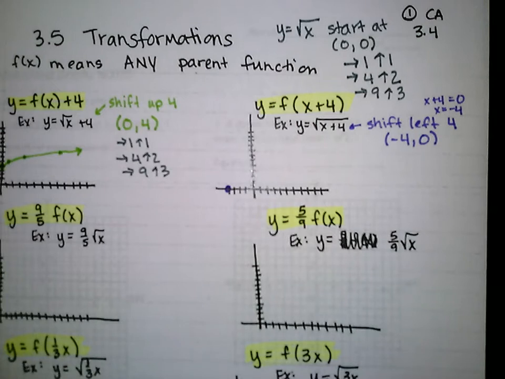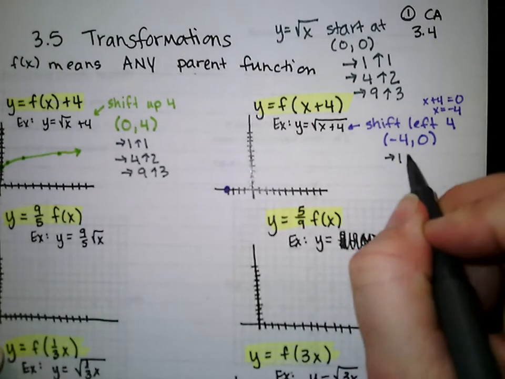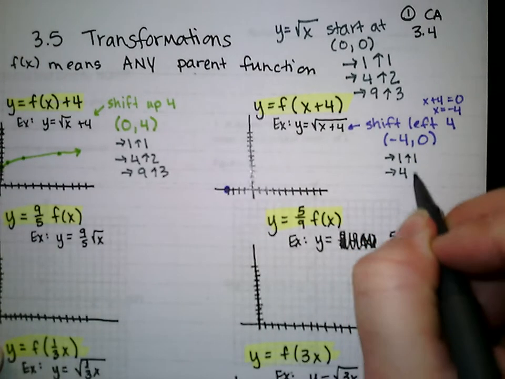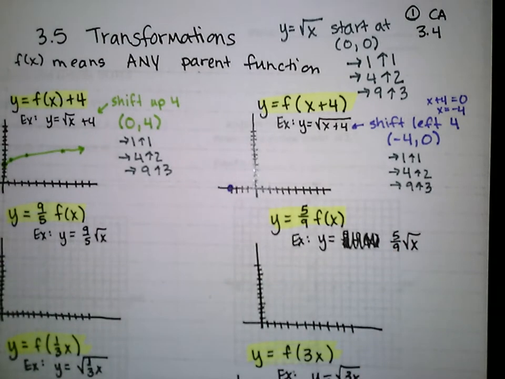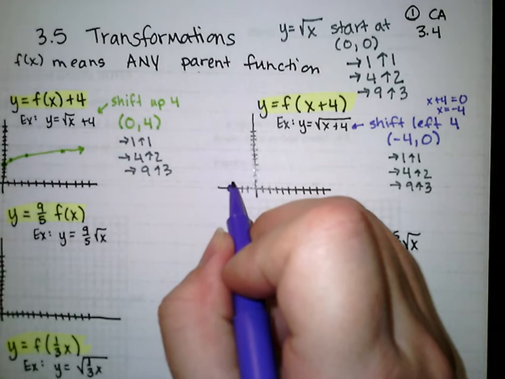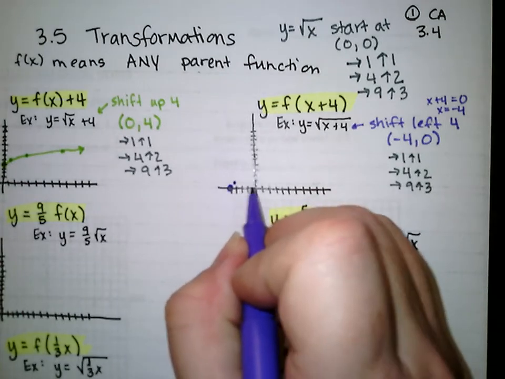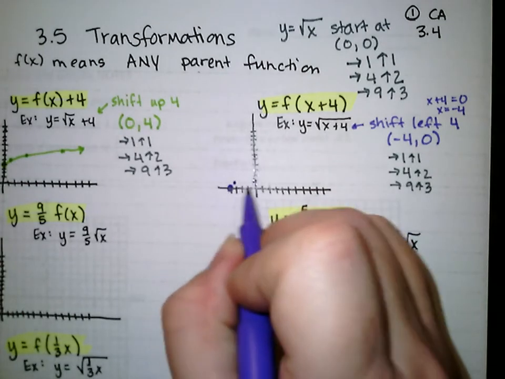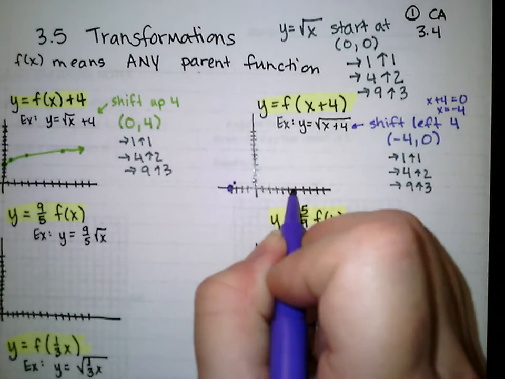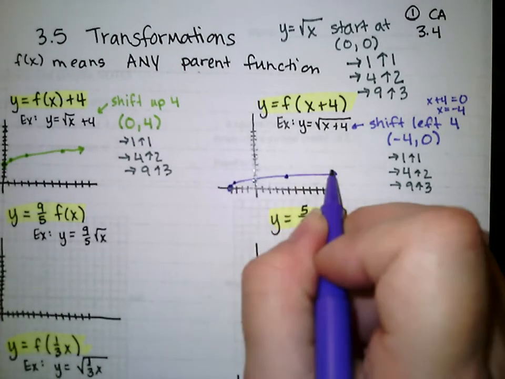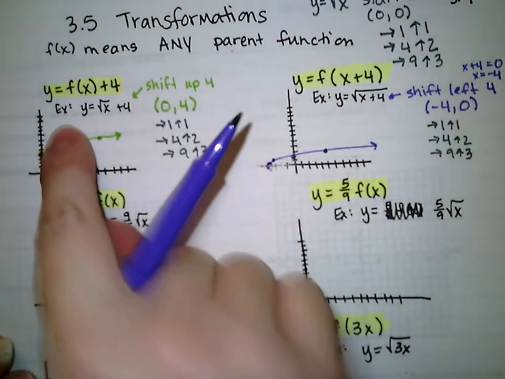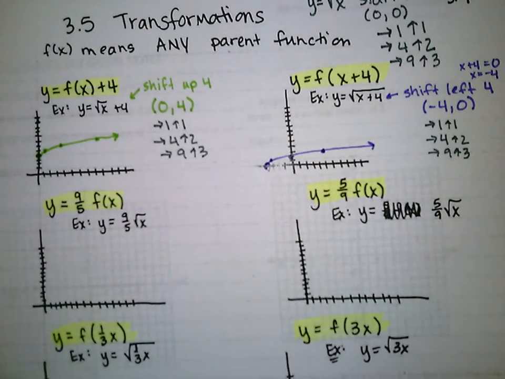The pattern is not going to be affected, so I'm still following the same pattern to get the rest of my ordered pairs. So I go over 1, up 1, back to the start, over 4, up 2, back to the start, over 9, up 3. You notice that these graphs have the same shape, but they just started in a different spot.